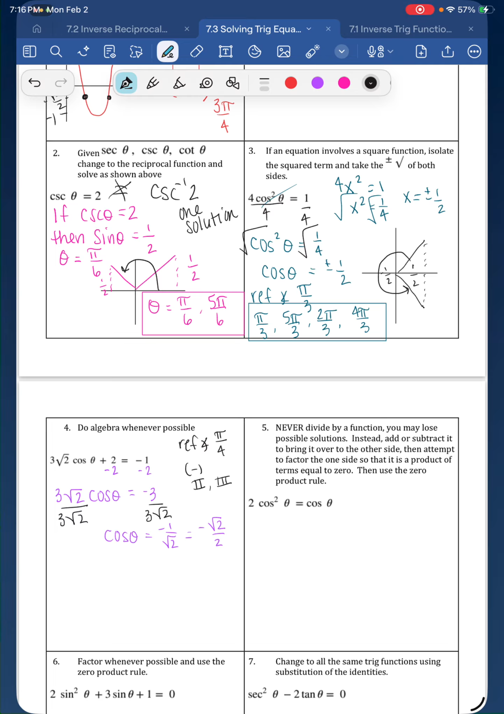So if it helps you, let's draw a little picture. So in quadrant 2, there we go, and in quadrant 3. So a pi over 4 reference angle in quadrant 2 is 3 pi over 4. And a pi over 4 reference angle in quadrant 3 is 5 pi over 4.